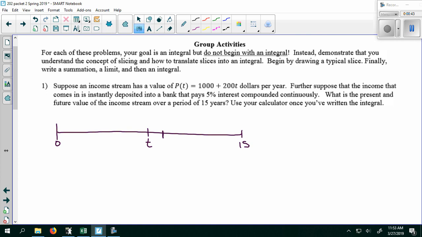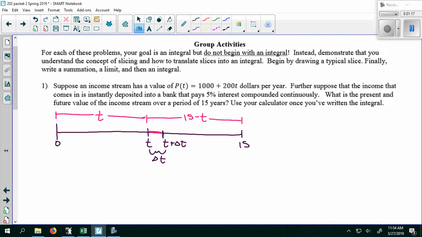So this small amount of time later, t plus delta t, which means that this length of time is delta t. And then the time from 0 to t, that's t years. And then the time from t to 15 is 15 minus t years. So it's just helpful to have this visual before we start. And then we're going to consider what happens on this one small slice.